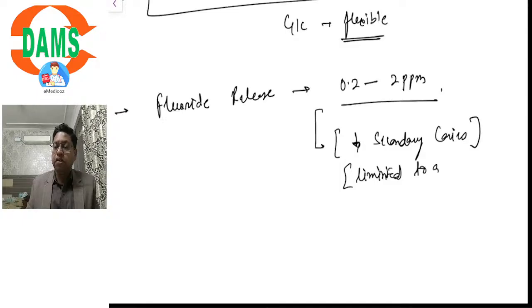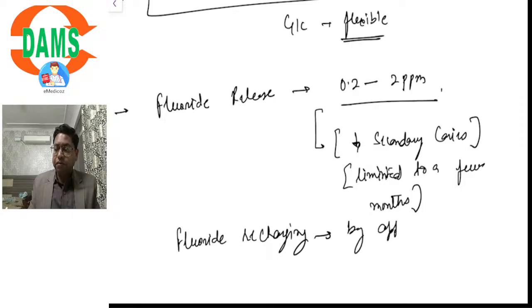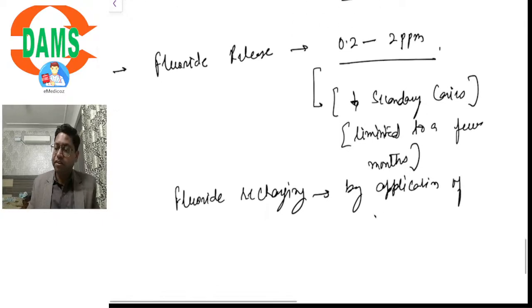to a few months, because whatever fluoride is available in the GIC is consumed rapidly. We have to do fluoride recharging by application of topical fluoride.